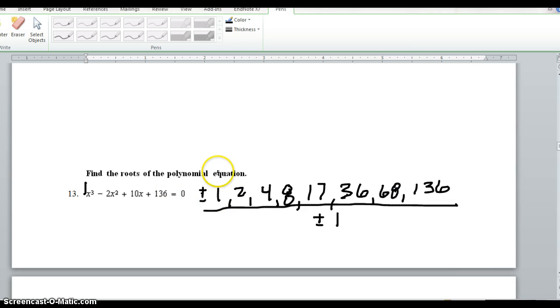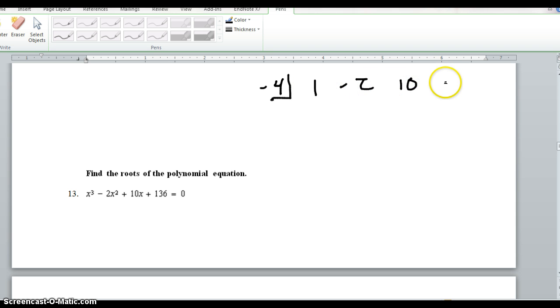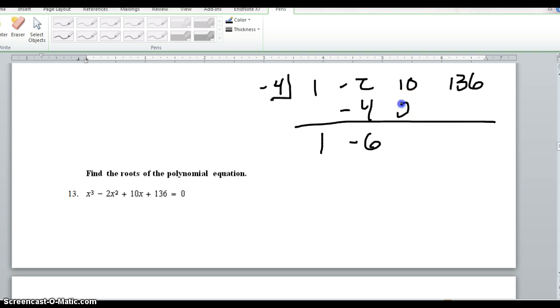So let's go back to our screen here, and I'm going to make a little bit of room. We're going to have -4 as our synthetic divisor. It's going to use all of these coefficients of 1, -2, 10, and 136, making sure that you're not missing any terms, and you don't need a 0. So let's get the first one for free. Multiply, then add, multiply, then add, multiply, and then add.